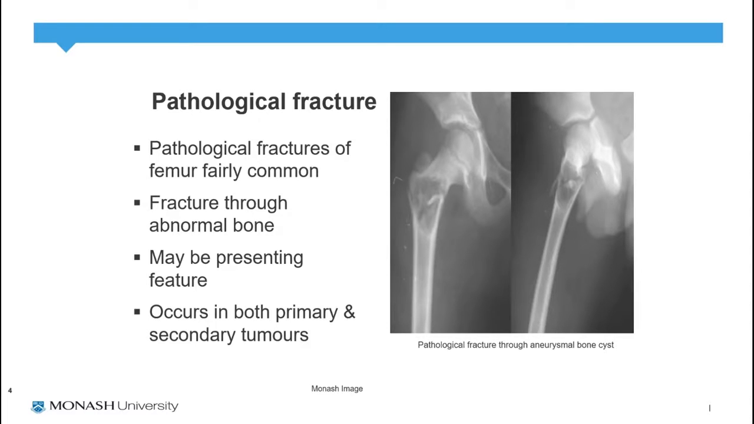And in this case that we have here, the patient has an aneurysmal bone cyst. Because of that area where there's fluid in the lucent area, the bone is weakened and can fracture quite easily. We can see, especially on the lateral view, that there is a piece of the cortex that has been interrupted. This type of fracture can occur in both primary and secondary tumors.